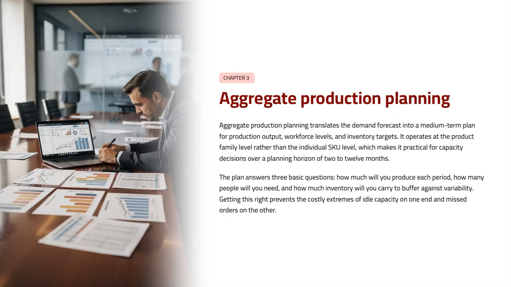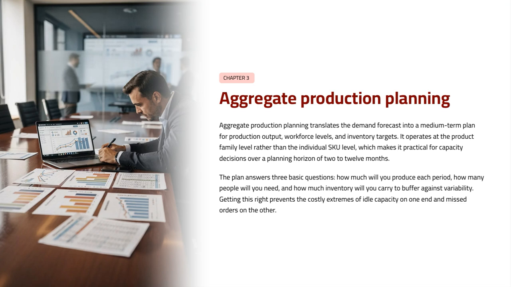Chapter 3 focuses on aggregate production planning, which is all about translating the demand forecast into a practical medium-term plan. This plan covers key elements like production output, workforce levels, and inventory targets. Unlike detailed planning at the individual SKU level, aggregate production planning works at the product family level, making it manageable for decisions over a period of 2 to 12 months.